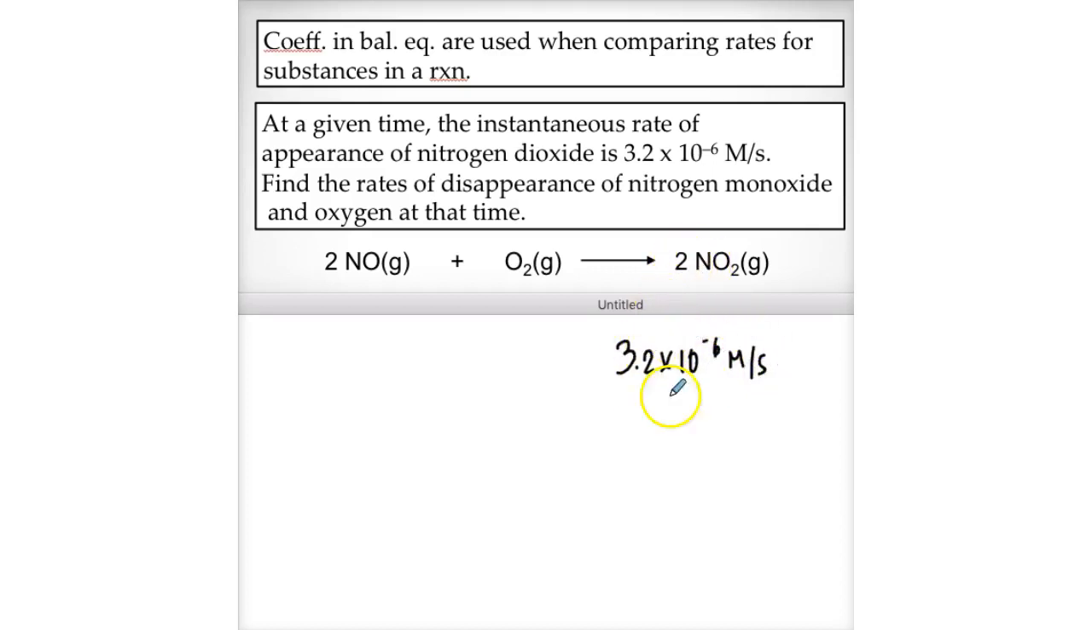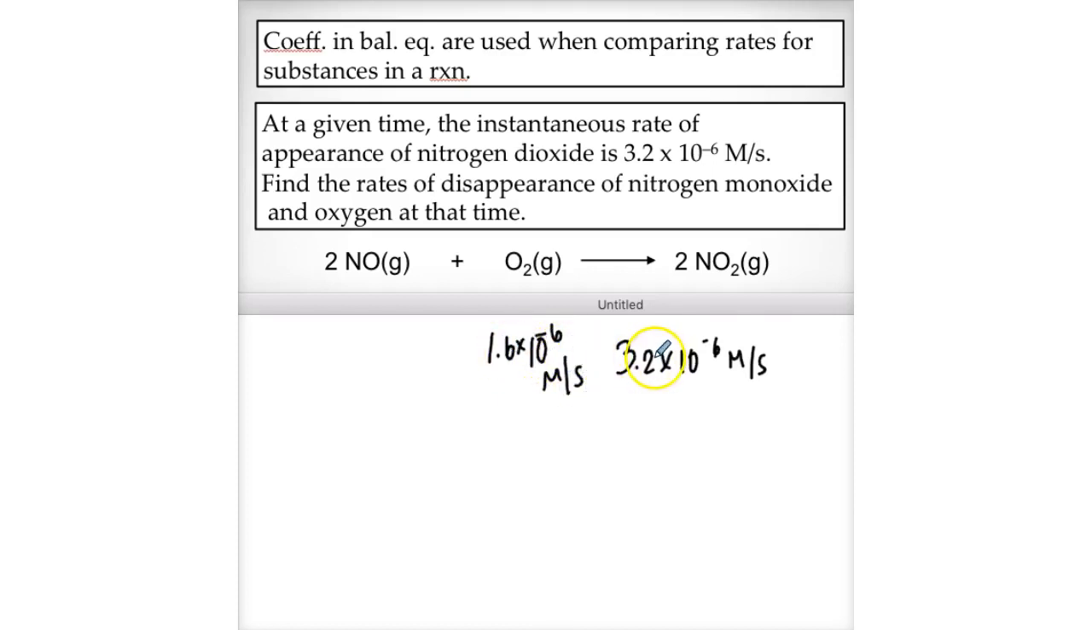We don't multiply this by 2. It's already implied that this whole substance has this rate of appearance. Because it's a 2, this has 2 moles here, and this has 1 mole here, then this should have half the value of this. So the rate of disappearance for O2 is actually going to be 1.6 times 10 to the negative 6.